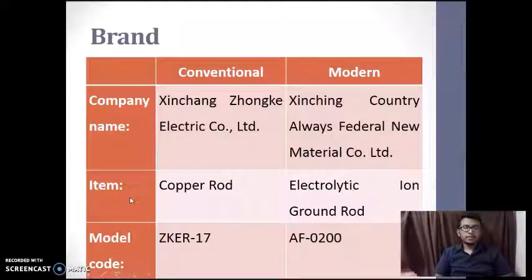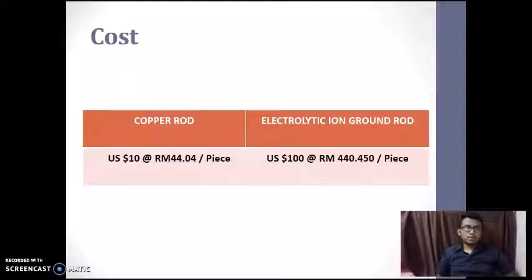So for the brand in this project, the conventional one is the copper rod, and the modern one is the electrolytic iron ground rod. The company name for the copper rod is Xinjiang Zhongke Electric Co. Ltd, and for the electrolytic iron ground rod it is Xinjiang Country Alloy Federal New Material. The model code for the copper rod is ZKER/17, and for the electrolytic rod it is AF-0200.